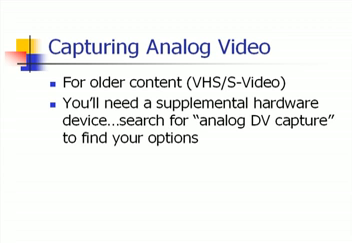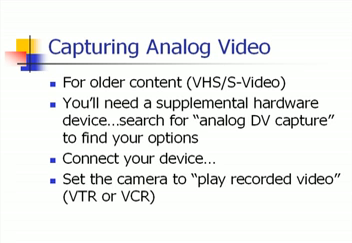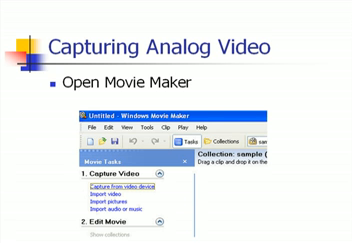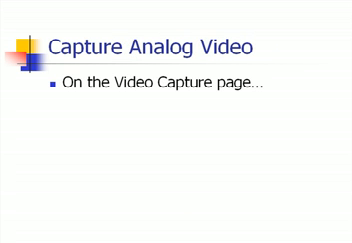it to digital data. To capture video in Windows Movie Maker from an analog video camera or VCR, first connect your analog camera or VCR to your computer's capture device. Then set the camera mode to play recorded video, often labeled VTR or VCR on an analog camera. Open Windows Movie Maker. On the File menu, click Capture Video. On the Video Capture Device page, do the following.